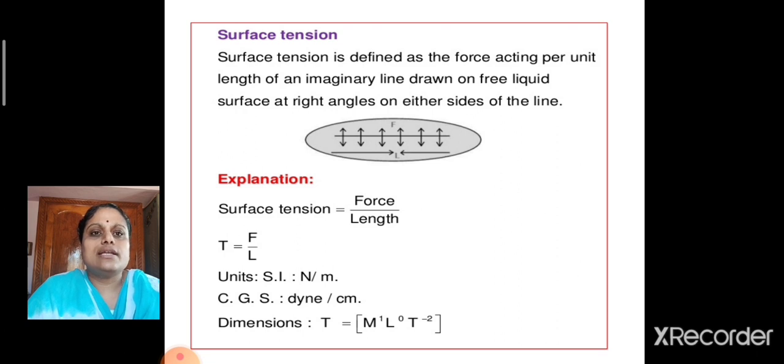Now let us define surface tension. Surface tension is defined as the force acting per unit length of an imaginary line drawn on a free liquid surface, at right angles on either side of the line. So surface tension is equivalent to force per unit length. Its SI unit is Newton per meter and its dimensions are M L T raised to minus 2.